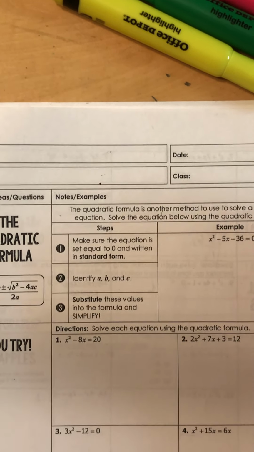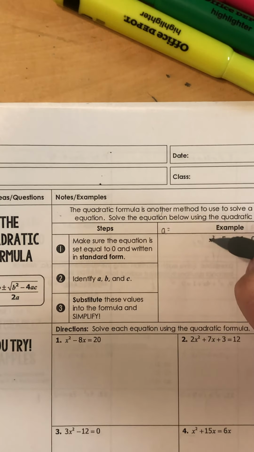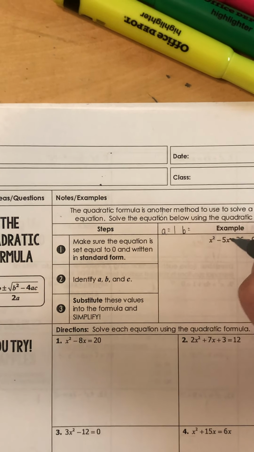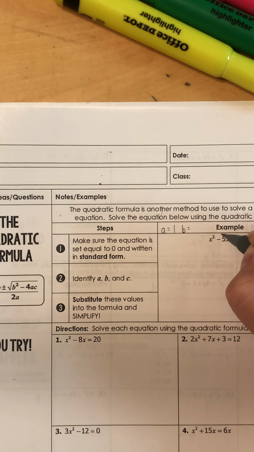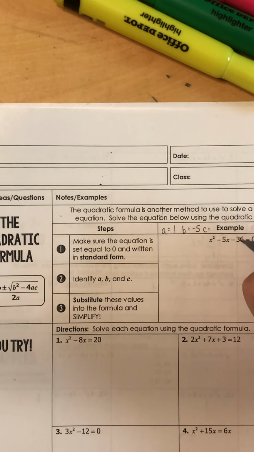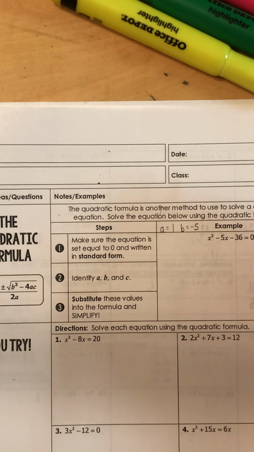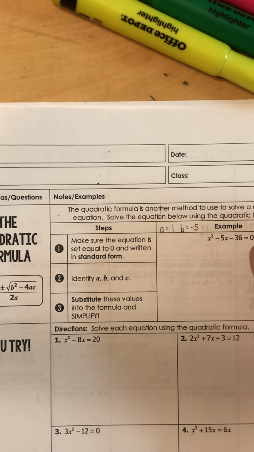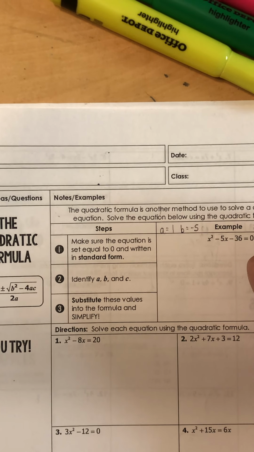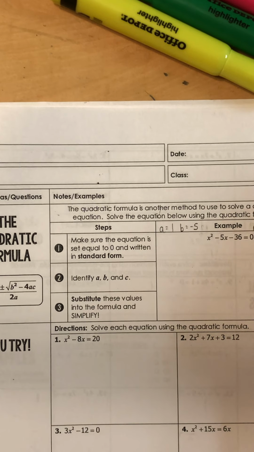I'm going to label our a. So our a is going to be in front of our x squared term, which is just 1. B is going to be whatever is in front of our x, and make sure you take the sign, so it's negative 5. And then c is going to be, take the sign, and it's going to be negative 36. Let me put the c over here. C equals negative 36. All right, so you will be writing this equation so many times that you should just memorize it after the first couple times.